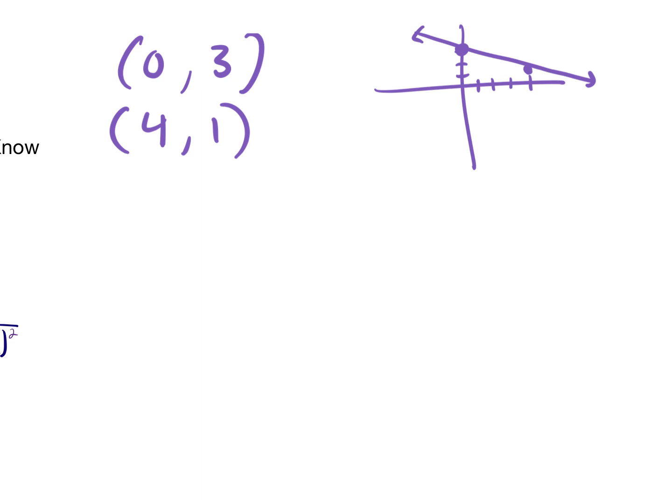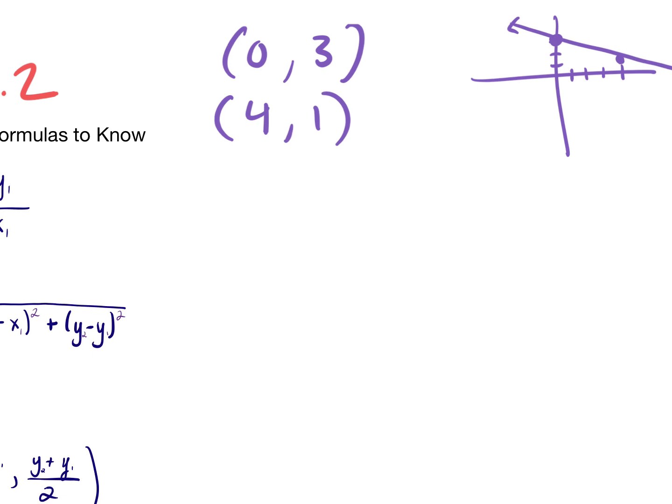Now when you're finding the slope, distance, and midpoint, it doesn't matter which one's your first point and which one's your second point, just as long as you're consistent with it. I'm going to make the first one x1 and y1, and the second point's going to be x2 and y2. If you had them flipped, it doesn't matter. You'll end up with the same answer.